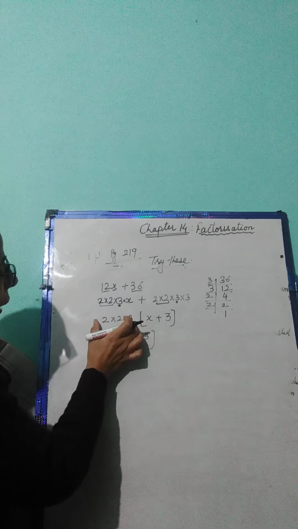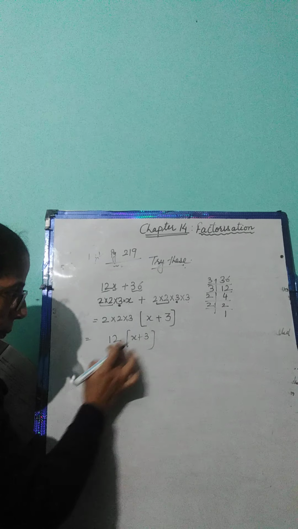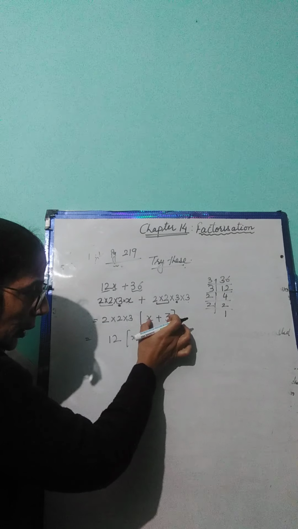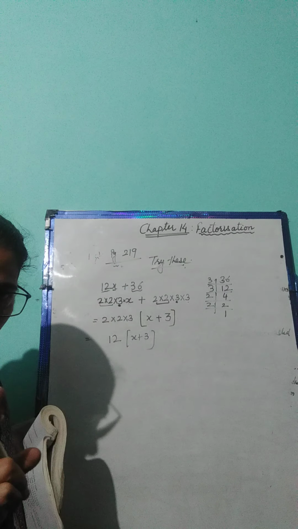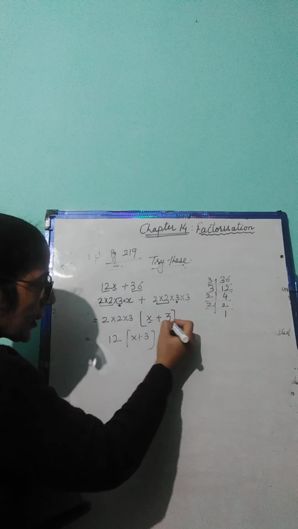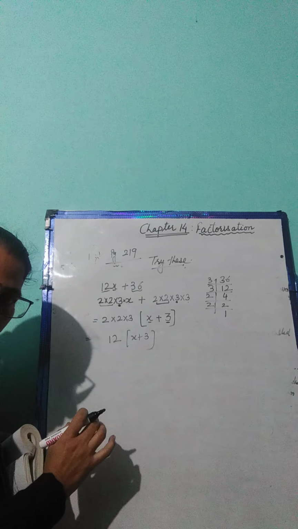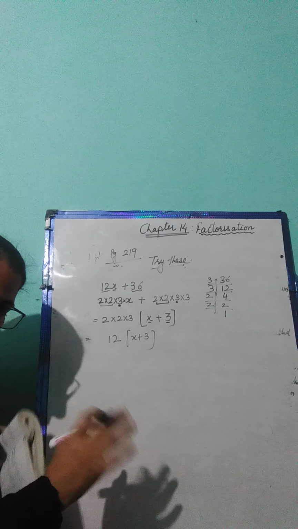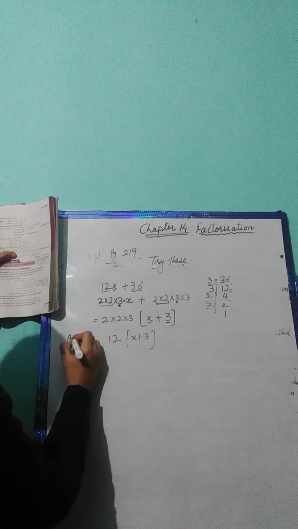Whatever thing is coming out, if it can be simplified, we must do the simplification. Whatever is coming inside, can we add them? X plus 3 is not 4x because this is having x. This is only a constant term. So this will remain as such. I hope you are understanding. So let us do next. So this is the answer here.